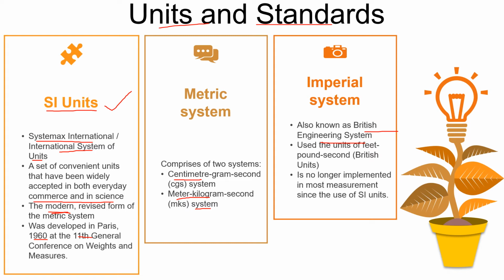Okay, macam contoh imperial system, feet, pound, second kan. So ni pun awak selalu dengar kan. So this is a British unit. So it's no longer implement in most measurements since the use of SI unit. Sebab tu kalau tengok dalam buku dah kurang lah menggunakan imperial system dan juga metric system. Tapi dia ada. Okay, bukannya dia tak ada.